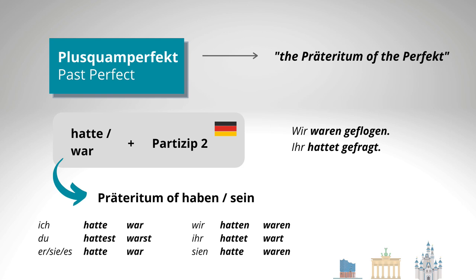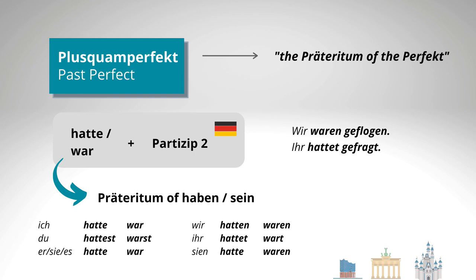The difference between sein and haben, so when to use sein and when to use haben, is exactly the same as we saw in the last video with the perfect. In most cases we use haben, so in this case hatte, hattest, hatte, hatten, hattet, and hatten. We only use sein for verbs that indicate either movement or some sort of change.